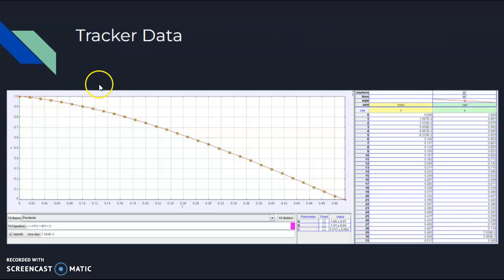So this is the tracker data. It starts at 1 meter and then ends up at 0 meters. And it starts at a time of 0 seconds and ends at a time of 0.517 seconds.